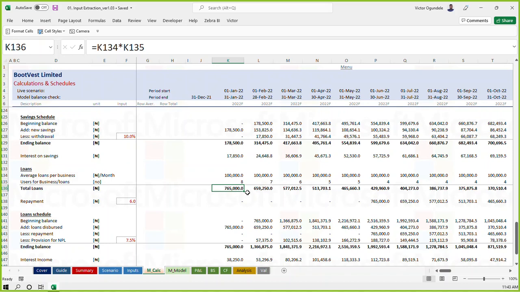So what do you think we need to do? We need to do something. Yeah, we need to restrict the loan that we can give to probably the amount of savings available, or a percentage of that. Okay, thank you for that.